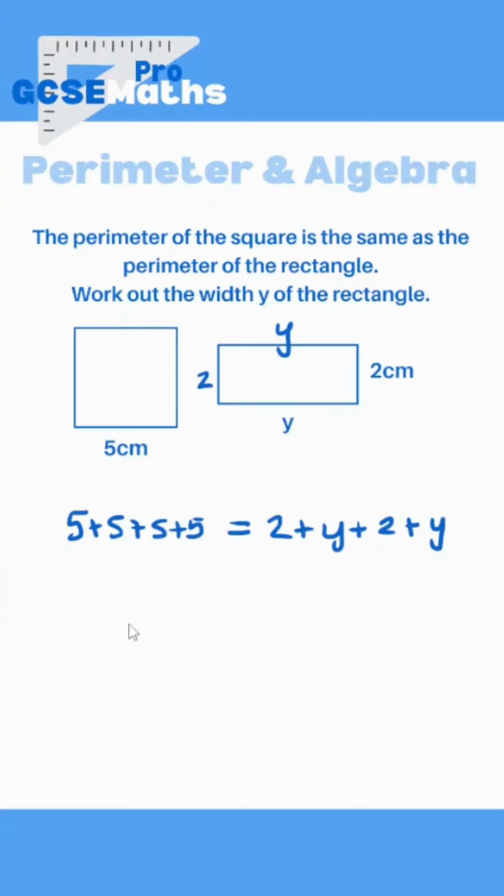So let's actually just solve this, collect some like terms. Obviously on the left hand side, 5 plus 5 plus 5 plus 5 is 20. On the right hand side, I can do y plus y, which is 2y. 2 plus 2 is 4. Now this looks a bit more familiar, just a normal equation. I want to solve it to find y.